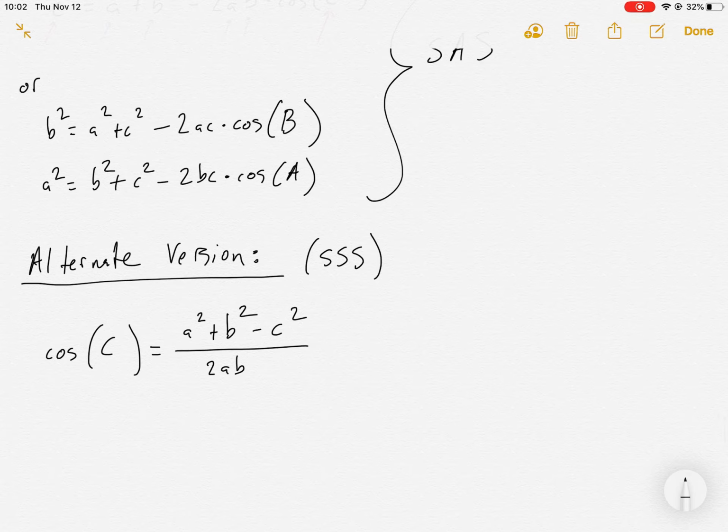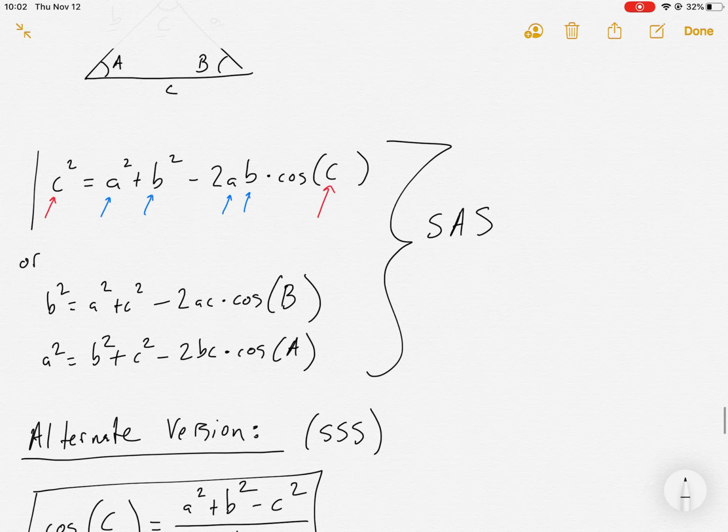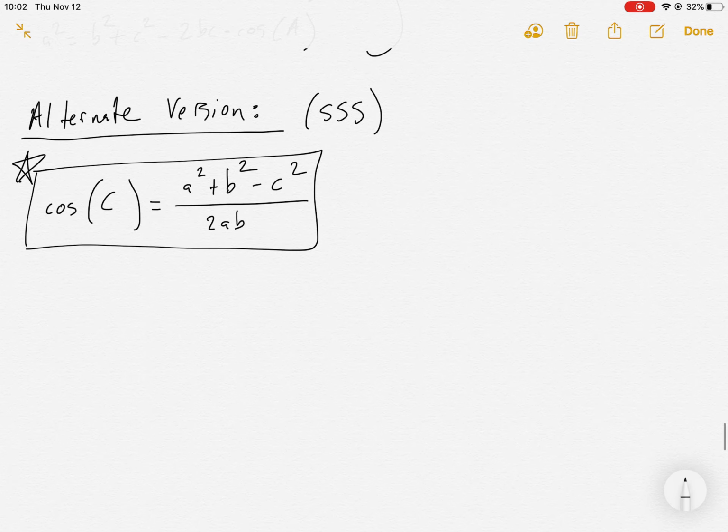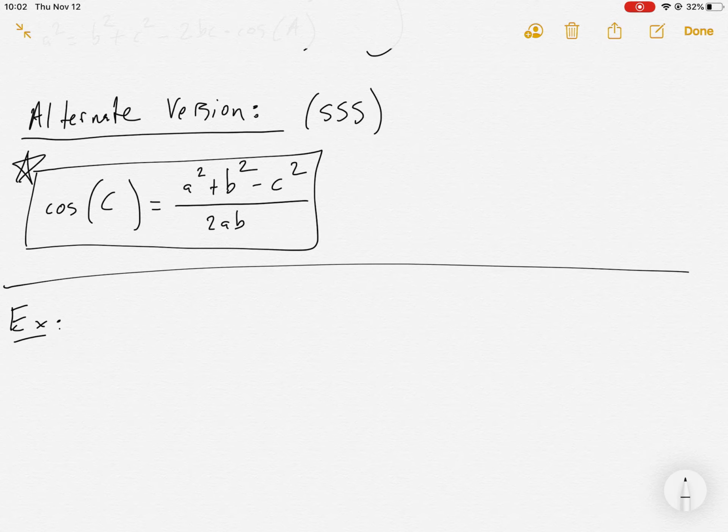You could also write the alternate versions using cosine of b, cosine of a, but I'll leave that for you to do if you want. So these are sort of the two main formulas we'll be using in this video. All right. So let's go ahead and find all the missing parts.